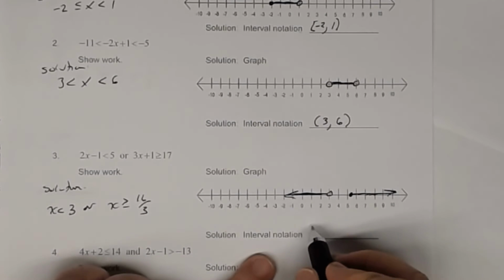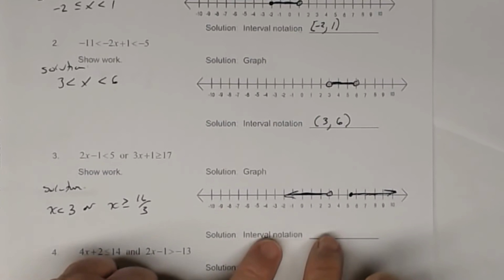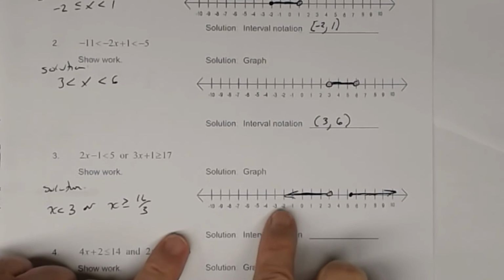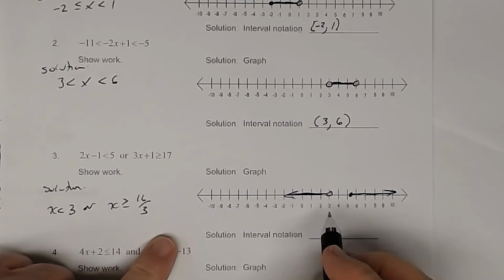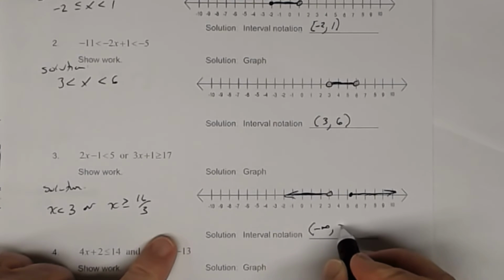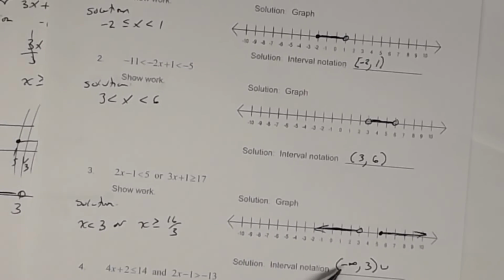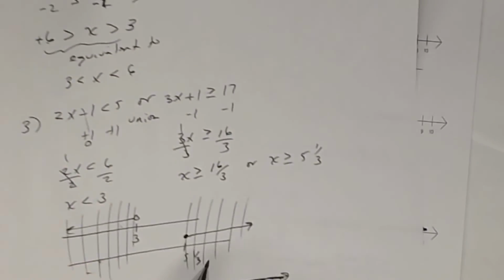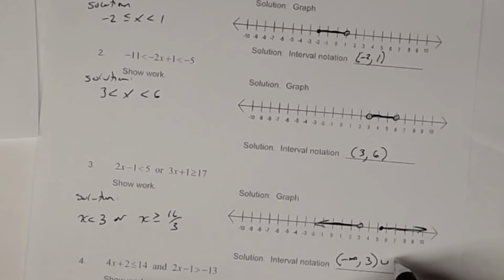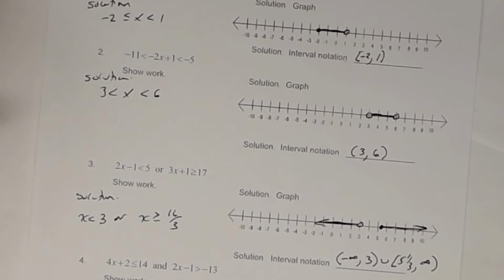All right, interval notation. Remember, you always go from left to right. Notice the interval notation, there are two parts. So you go from negative infinity to 3. And remember, whenever we use negative infinity to infinity, it's always parentheses. 3, parentheses because of the open circle. Union, so remember, the or means union, right? So union, and then bracket 5 and a third to infinity.